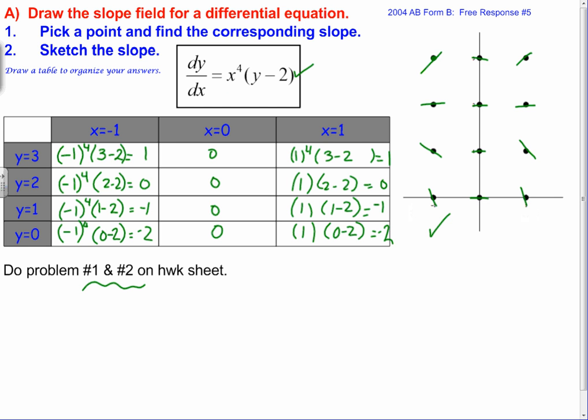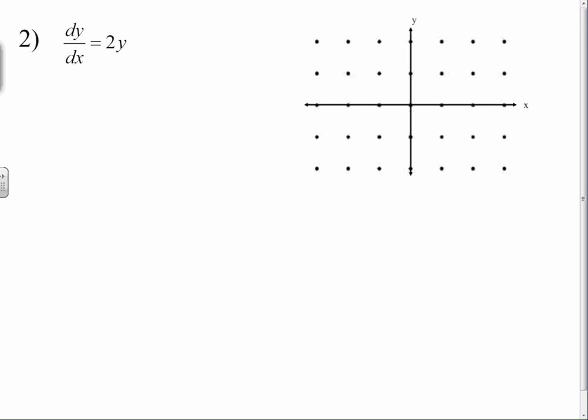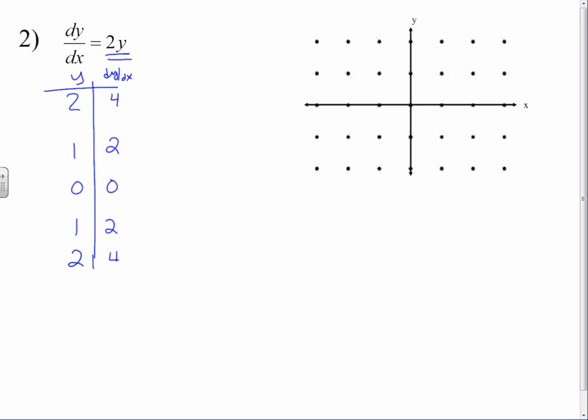All right, I need to go forward. Problem 2, now notice how this one is dependent on y. So it doesn't really matter what x is, the slope is going to be driven by the y value. So I could make, I suppose, a y column. What do I have? 2, 1, 0, 1, and 2 are the values of y that I need to be focused on. Then the differential will be 2 times 2 or 4, 1 times 2 or 2, 0 times 2, 1 times 2, 2 times 2. Oh, there's some symmetry to that as well.